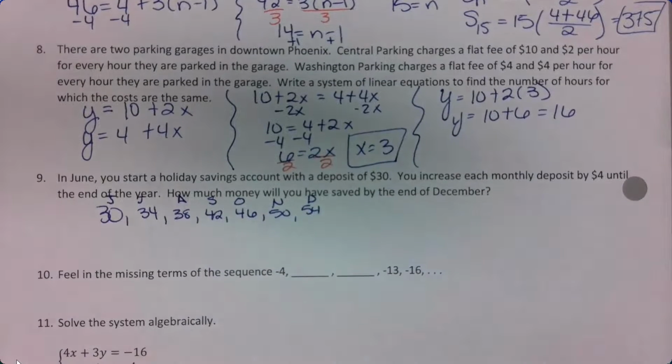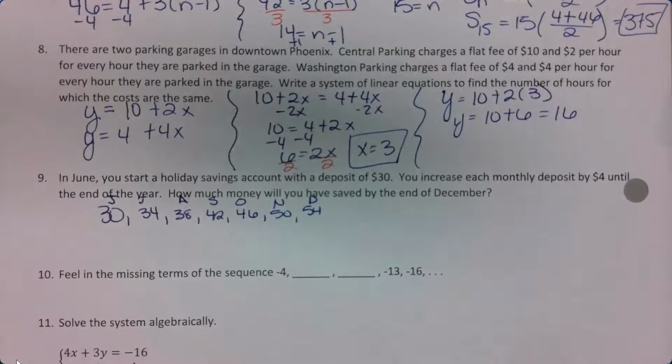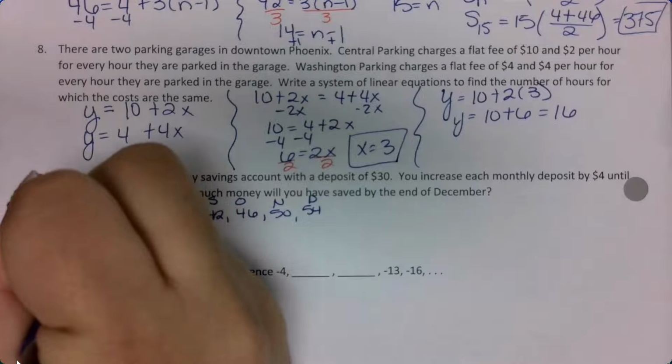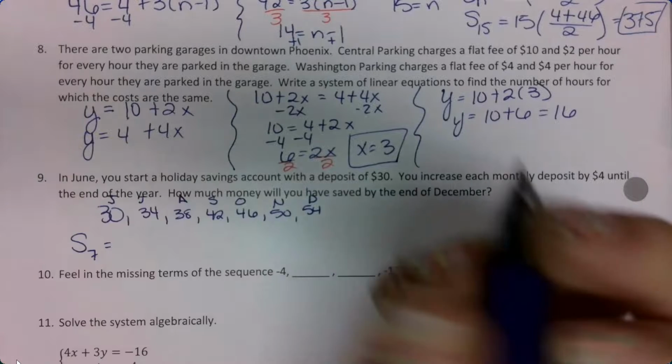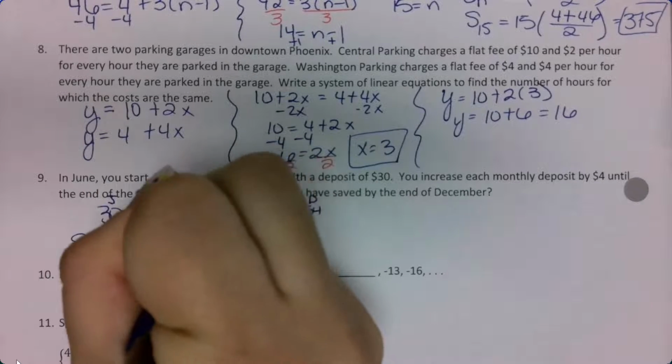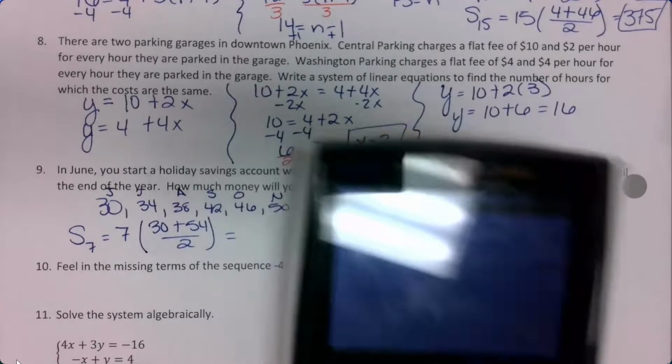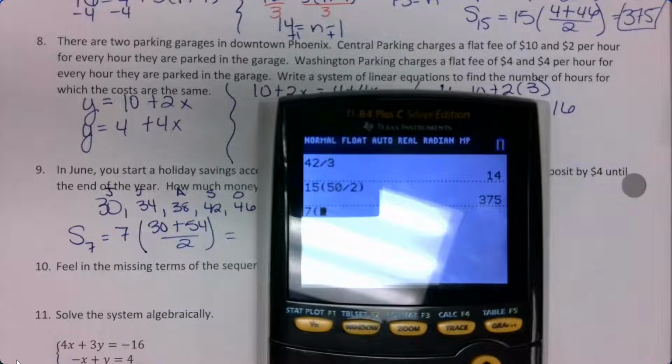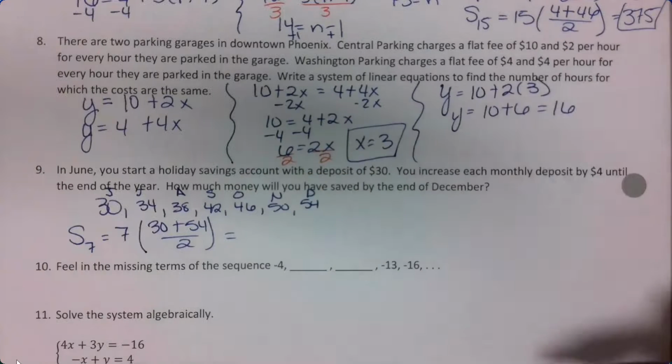So I am adding all of these together. I can either use my series formula, or I can go ahead and add all 7 numbers together. I am going to use my summation. So I'm adding 7. There's 7 numbers. I'm going to do 7 times (30 plus 54) divided by 2. So 7 times 84 on the top divided by 2 gives me $294 total dollars at the end.